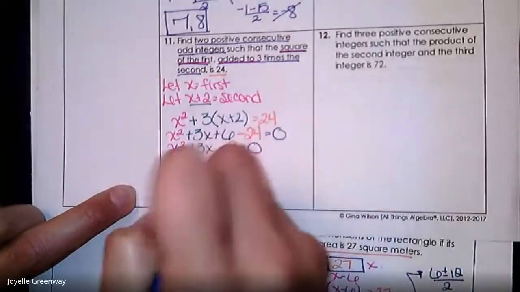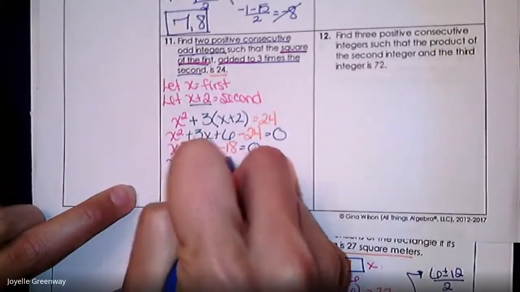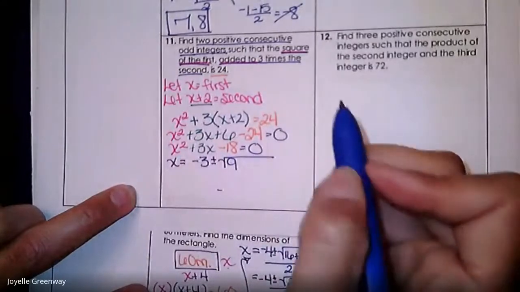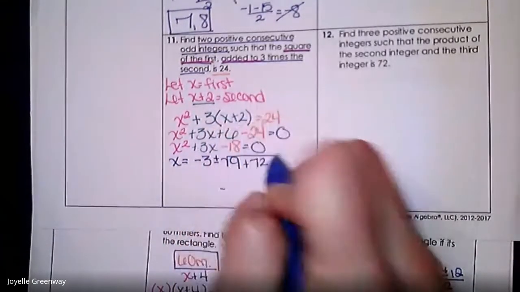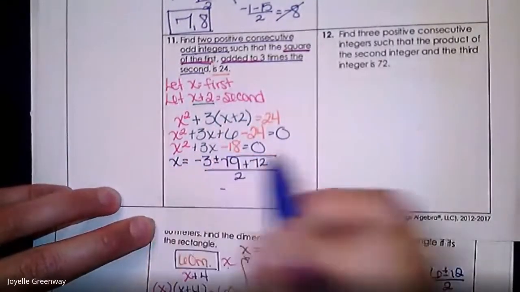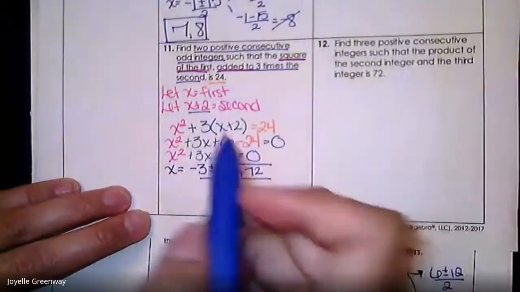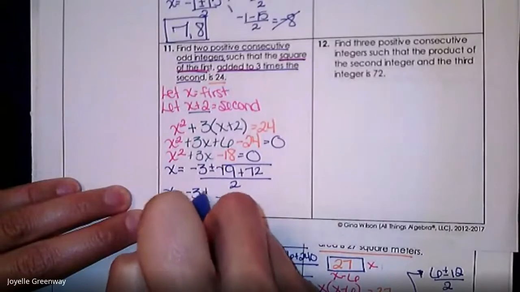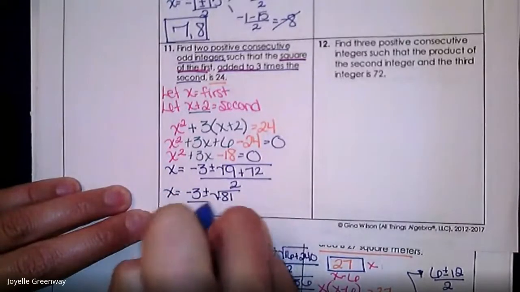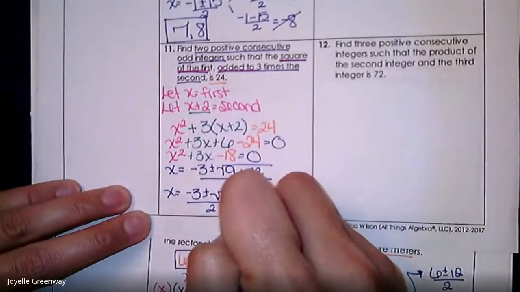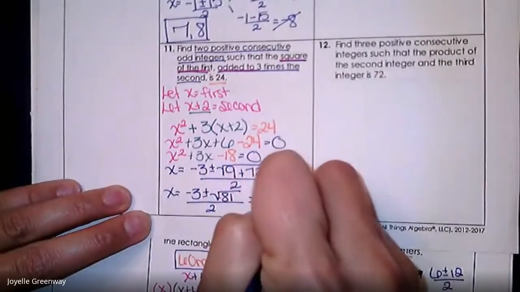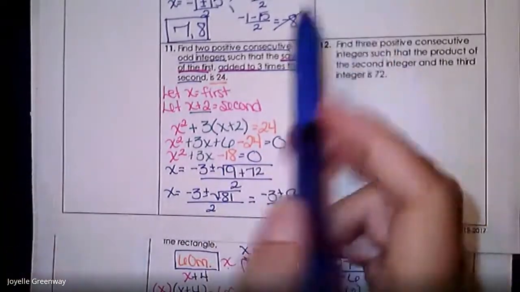So x is equal to negative b. So negative 3 plus or minus the square root of 3 squared, which is 9, minus 4 times a times c. So I know negative 4 times negative 18 will give me a positive number. So plus 72, divided by 2. So I have x is equal to negative 3 plus or minus the square root of 81, divided by 2. The square root of 81 is 9. So I have negative 3 plus or minus 9, divided by 2.